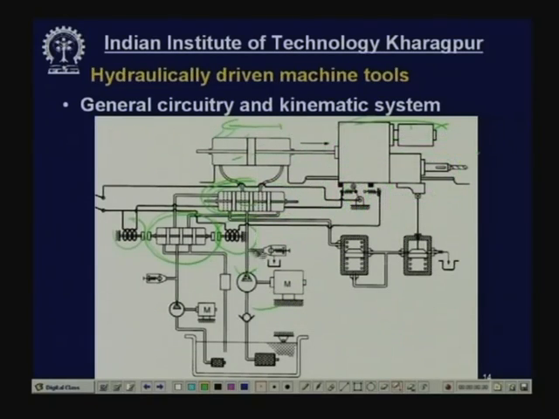But what about the feed rate? At what rate will this travel? That will be controlled by the rate at which this fluid comes out through this channel, the flow rate. So, this is the throttle valve. Through this throttle valve, because of the speed of flow, the flow rate will decide the feed rate. Now, there is a spool which controls the inlet and outlet, that is, the flow rate.